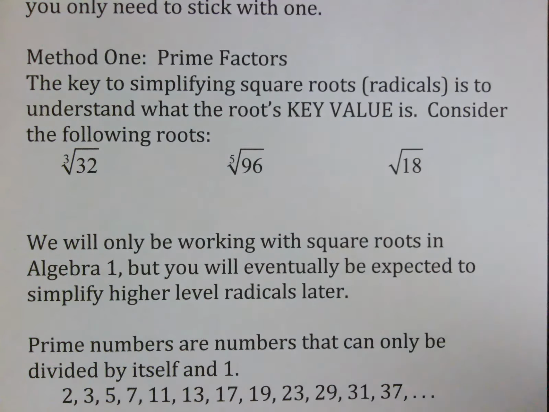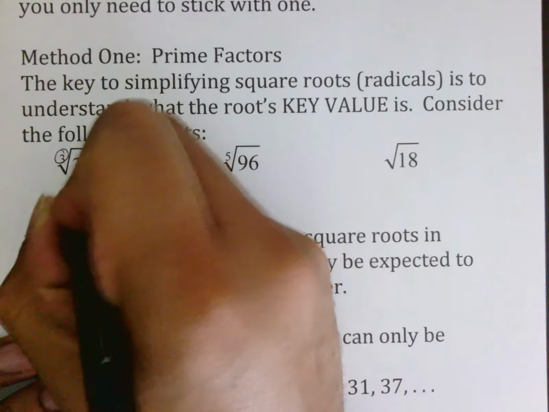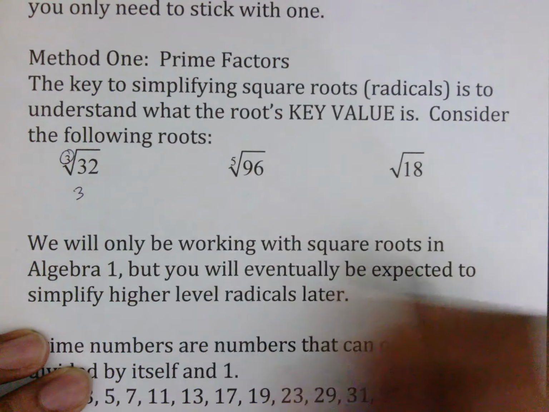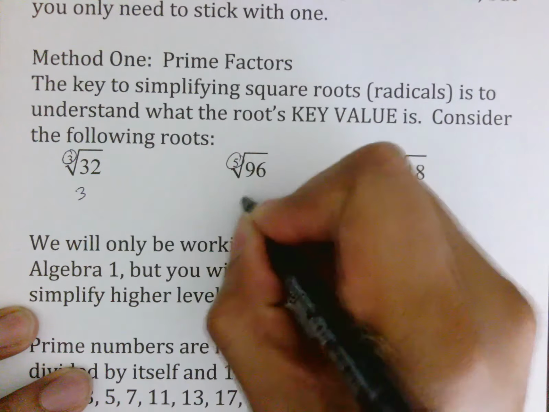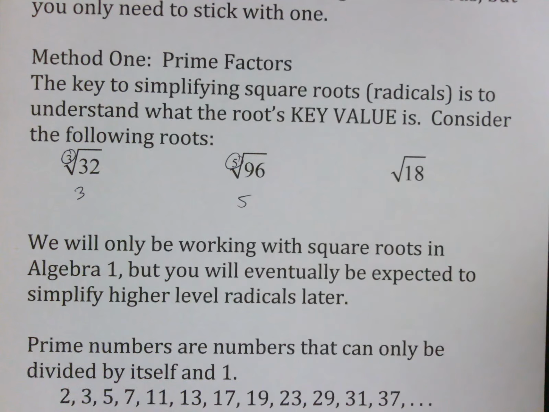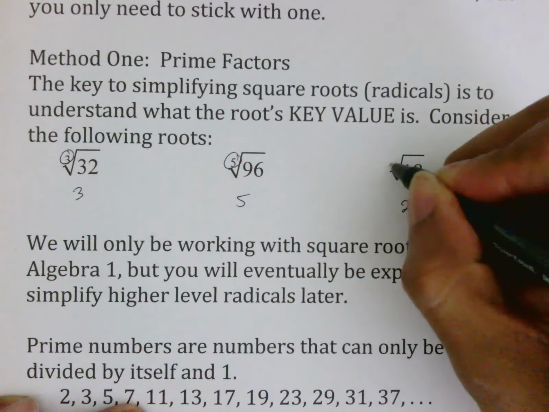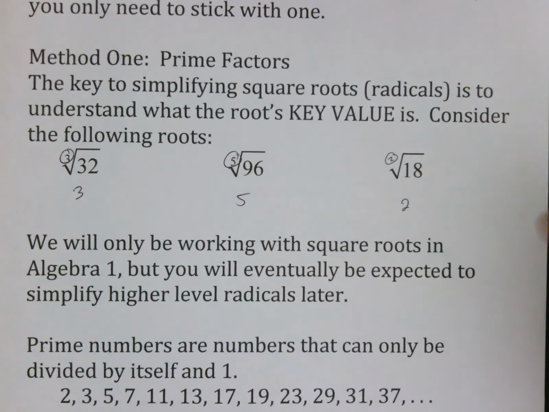The key to simplifying with prime factors, method one, is to understand what the root's key value is. So if you look at the following roots, you have the third root of 32. In this case, the key value is 3. If you were asked to simplify the fifth root of 96, the key value here would be 5. The tricky part about square roots is that the invisible number is there, but if you don't remember, it is actually a 2 because there's an invisible 2 there. We'll only be working with square roots for this chapter for Algebra 1, but you will eventually be able to do higher level radicals later. Again, just keep that in mind.